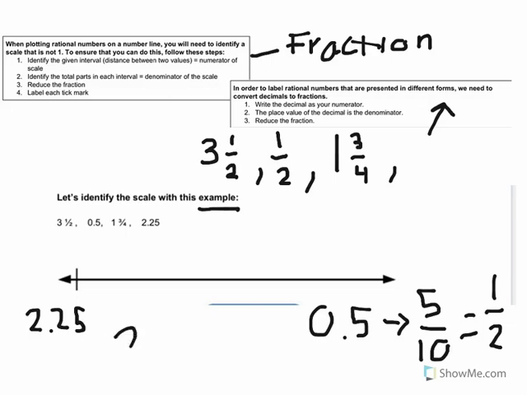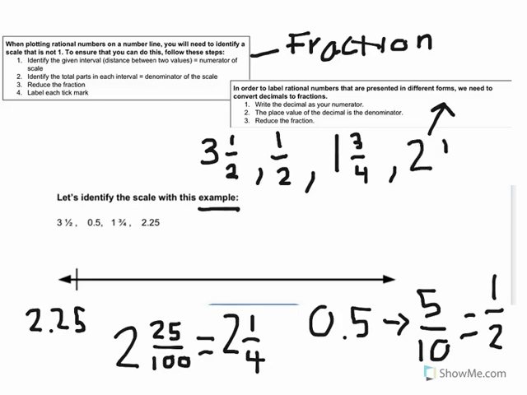And then I know that I need to put my decimal of 25. It's 25 hundredths, so I need to put that over 100. And then I need to reduce. So this is going to become 2 1/4 because 25 hundredths can reduce to 1/4. So my final rational number here is 2 1/4.